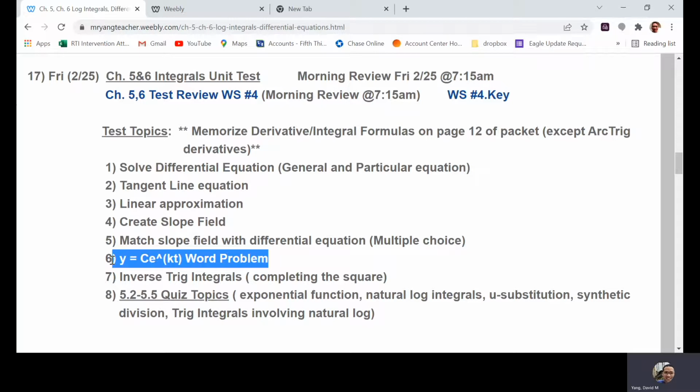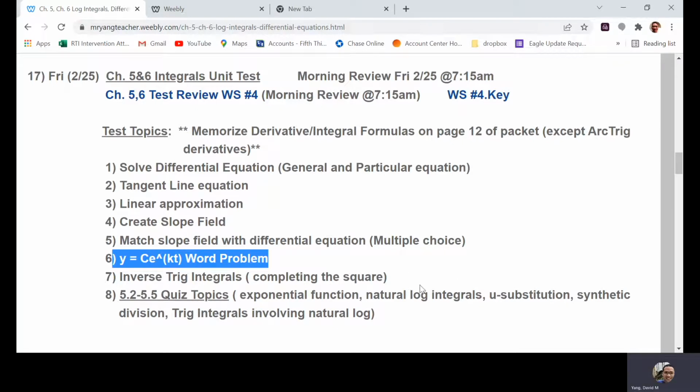y equals c e to the kt word problem. We focused on that yesterday, where y prime equals ky is the starting differential equation, but we're not spending a lot of time solving that differential equation, because we know it turns into y equals c e to the kt. So we make that jump, take the information provided, create ordered pairs out of it, get to the c value and the k value, and then use your calculator to make further estimations.